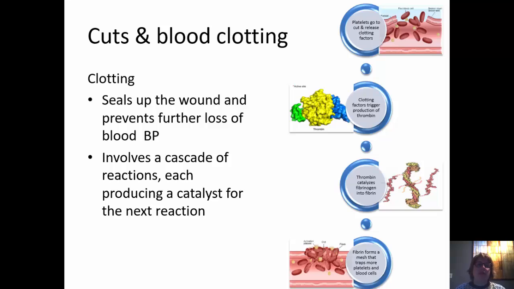All right, so the first thing we want to talk about is what if your skin gets penetrated. So that would be a cut, and what happens? The process that happens is called blood clotting to seal the cut. This is going to seal the wound and prevent a further loss of blood and blood pressure. This involves a cascade of reactions, each producing catalysts for the next reaction.